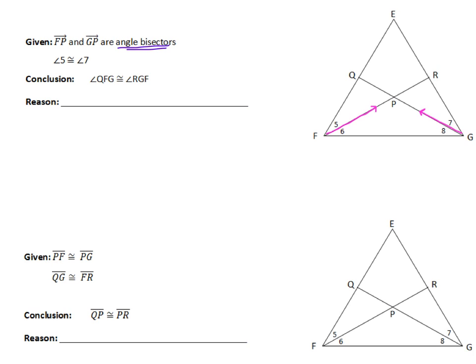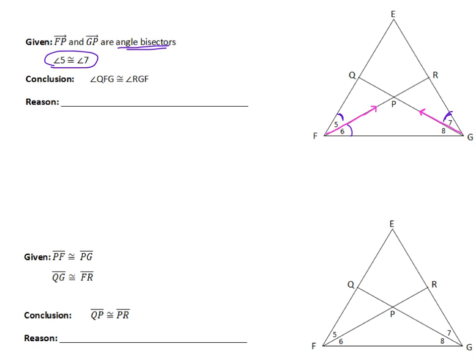So if we look at angles 5 and 6, if FP is a bisector, that means that these are congruent to each other. Now they also gave us another piece of information. They said that angle 5 is congruent to angle 7. So if angle 5 and angle 7 are congruent, they're each going to get one little curve.